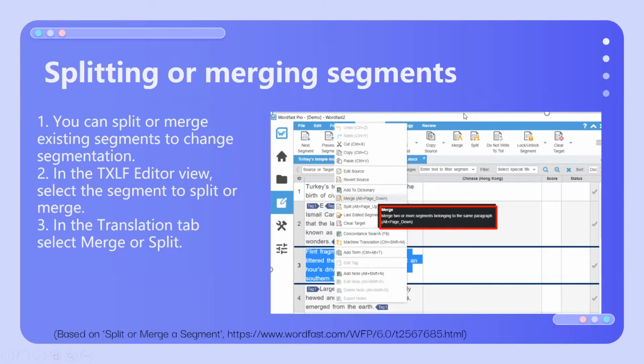In addition, sometimes the segmentation of our source task may not be ideal. We may need to split or merge existing segments to change the segmentation. If we find that the current segmentation is not that good, we want to modify it. So we select a segment to split or merge in the edit window. And then from the translation tab, we select merge or split. So it will merge or split the current segments according to our operation.